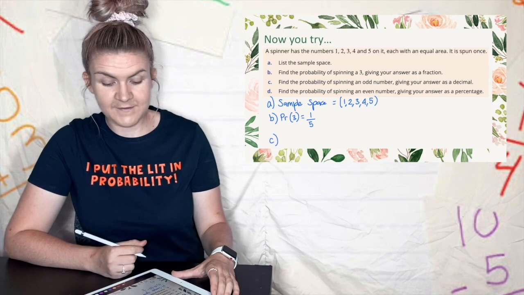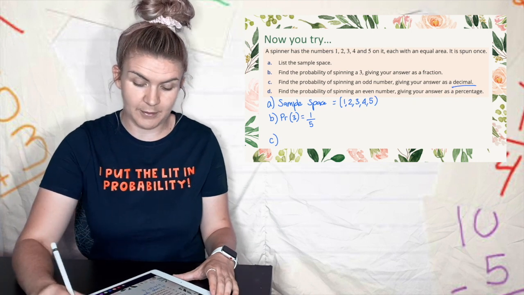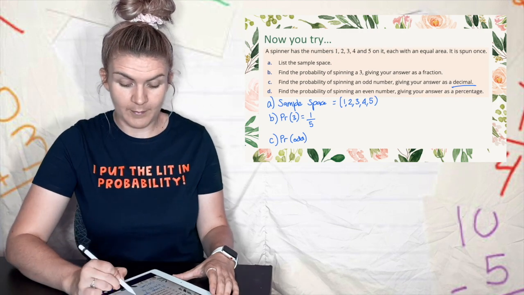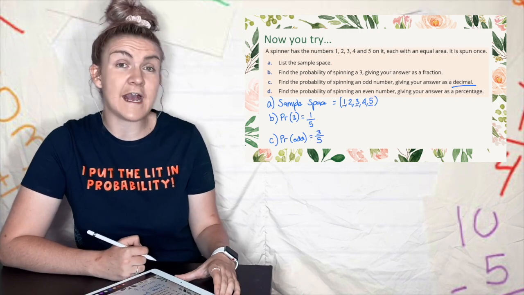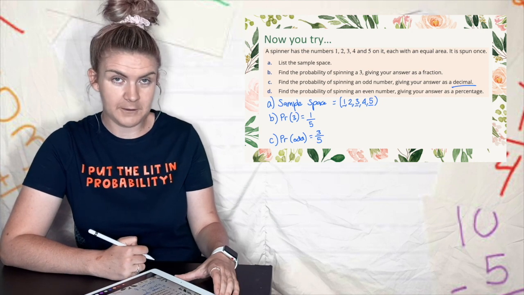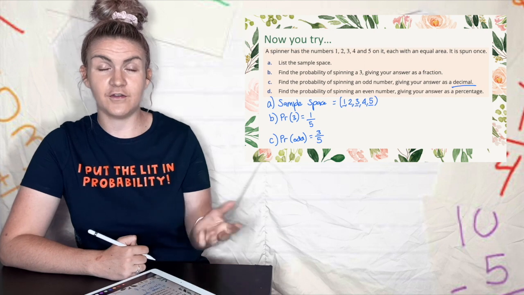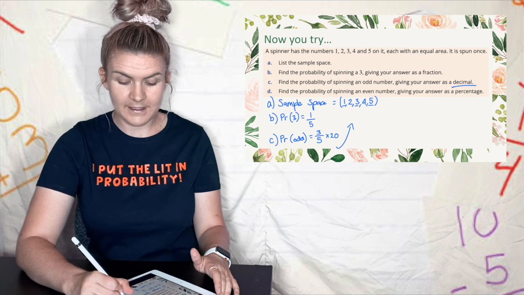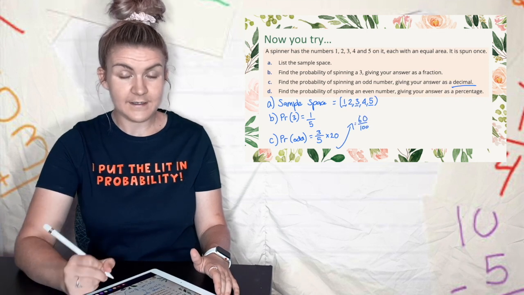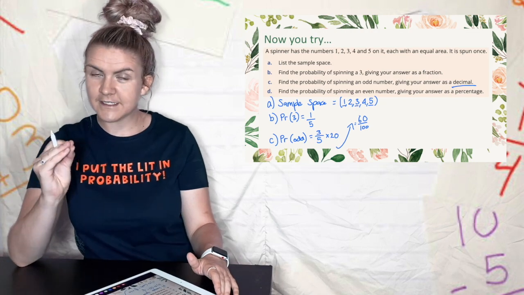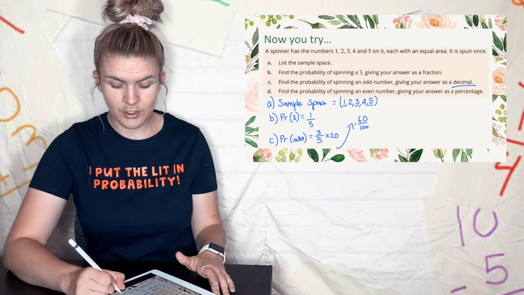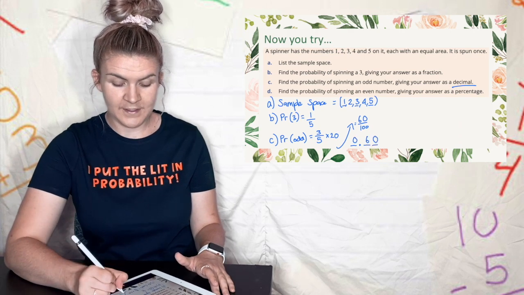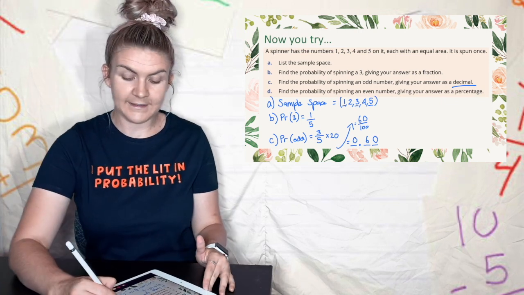C, find the probability of spinning an odd number, giving your answer as a decimal. So I'm going probability of an odd number. Now if I look, I have the numbers 1, 3, and 5. That is 3 out of 5 options for spinning an odd number. I want it as a decimal, so I'm going to try to turn the denominator into 100. I'm going to times it by 20. That will give me 60/100. Now that I have it over 100, I can put the last digit of the numerator into the hundredths place. Units, decimal, tenths, hundredths. So put the 0 here, 6 here, add a 0. The answer is 0.6.